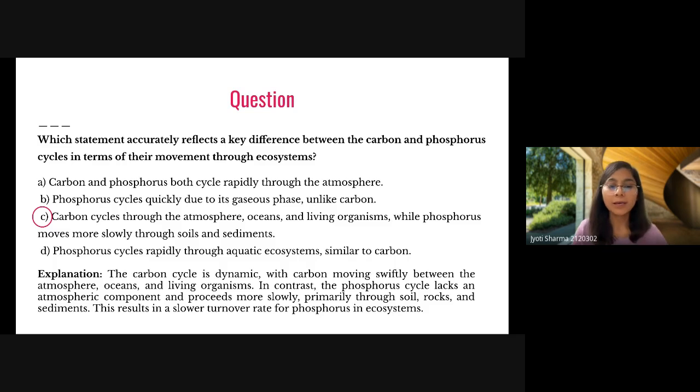So just see here, the carbon cycle is dynamic, with carbon moving swiftly between the atmosphere, ocean and living organisms. In contrast, the phosphorus cycle lacks an atmospheric component and proceeds more slowly, primarily through soil, rocks and sediments. And this results in a slower turnover rate for phosphorus in the ecosystem. If there is any doubt, you can write in the chat box. I will try to clarify, but if you do not have any, then I will move on to the next question.